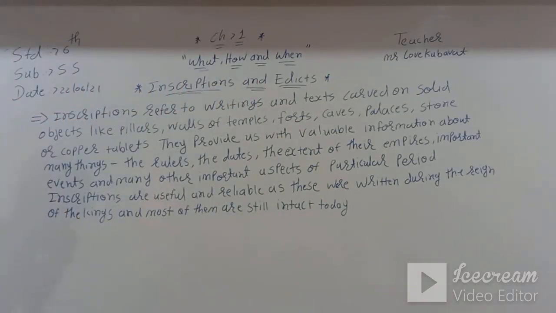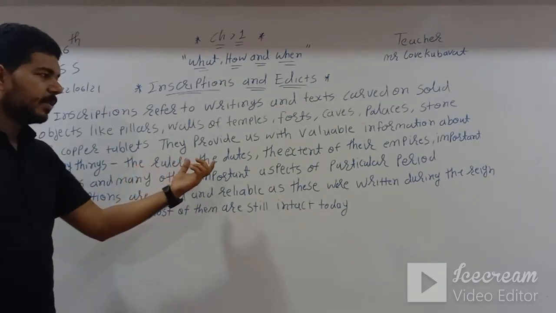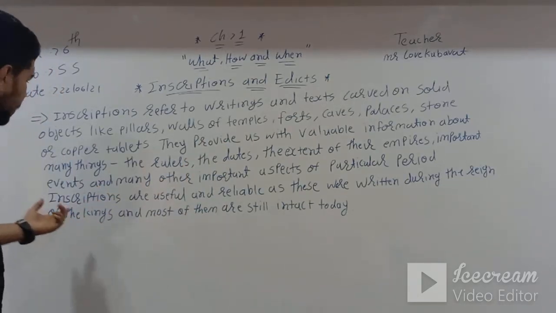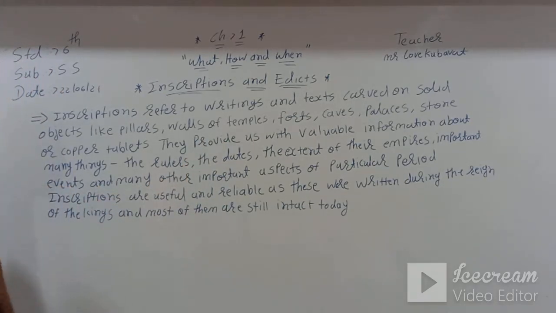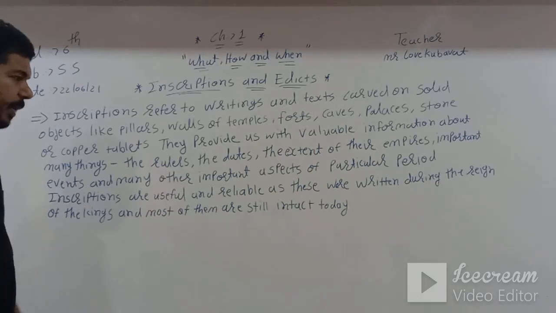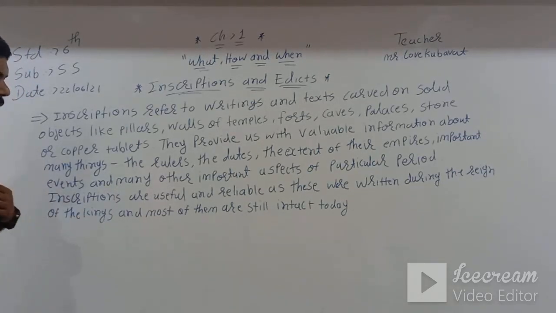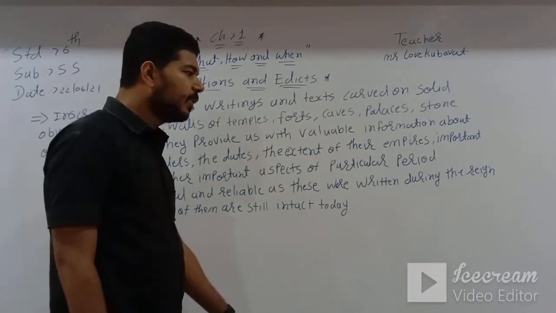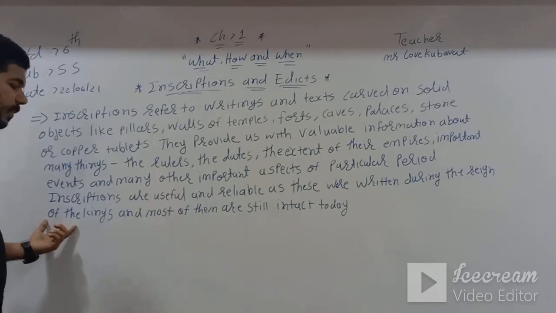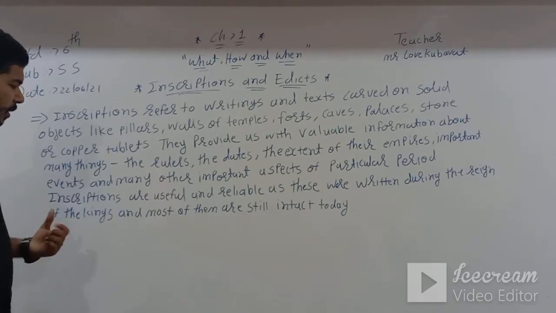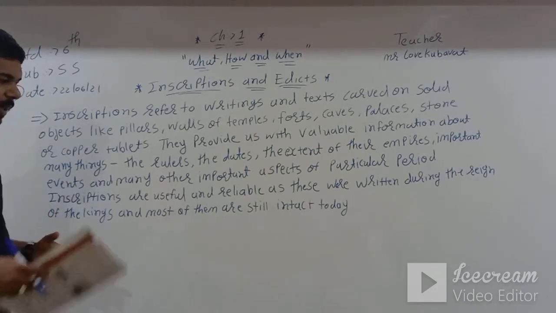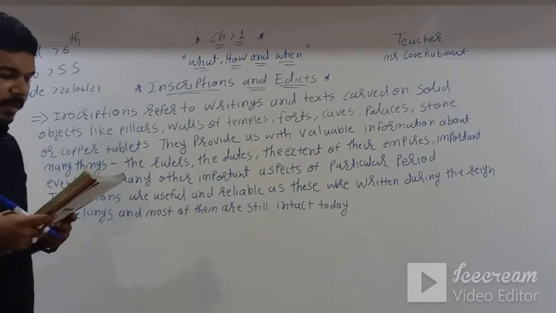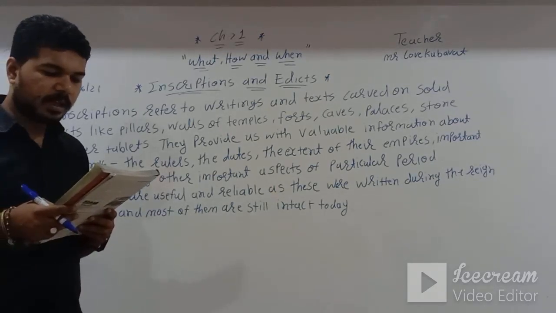Here, I gave you the example of Brahmkut, with information about the rulers, the dates, the extent of their empires, important events, and many other important aspects of a particular period. Inscriptions are useful and reliable as these were written during the reign of the kings, and most of them are still intact today.